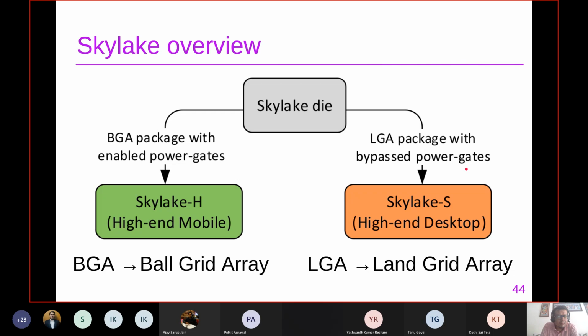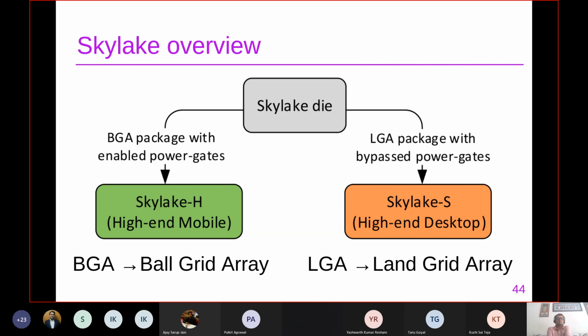So, what is it exactly? You are saying both Skylake H and S are on a common die. Yes, they are on a common die. These dies are manufactured in such a way that whenever you want to use this chip for laptop systems, they fuse the Skylake H components, and whenever you want to use the die for desktop systems, they fuse the Skylake S components.